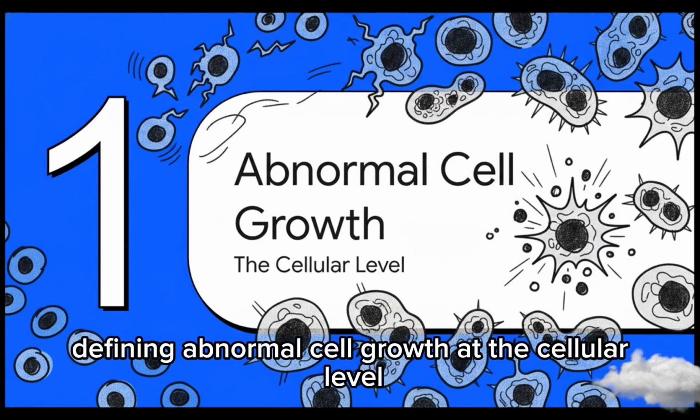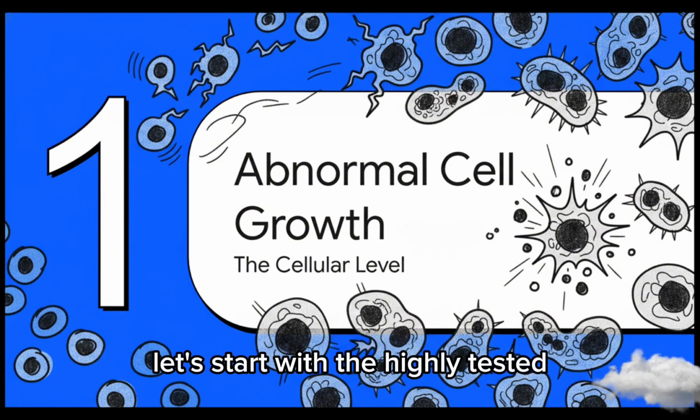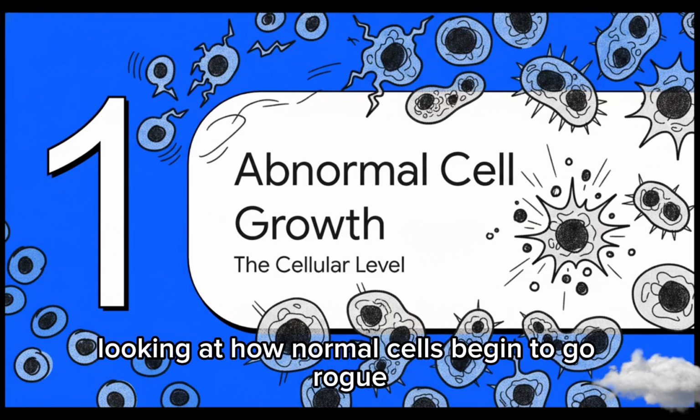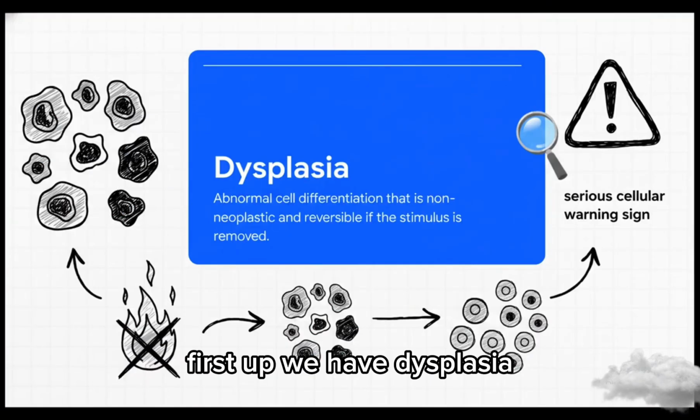Section 1. Defining abnormal cell growth at the cellular level. Let's start with the highly tested foundational terminology, specifically looking at how normal cells begin to go rogue. First up, we have dysplasia.